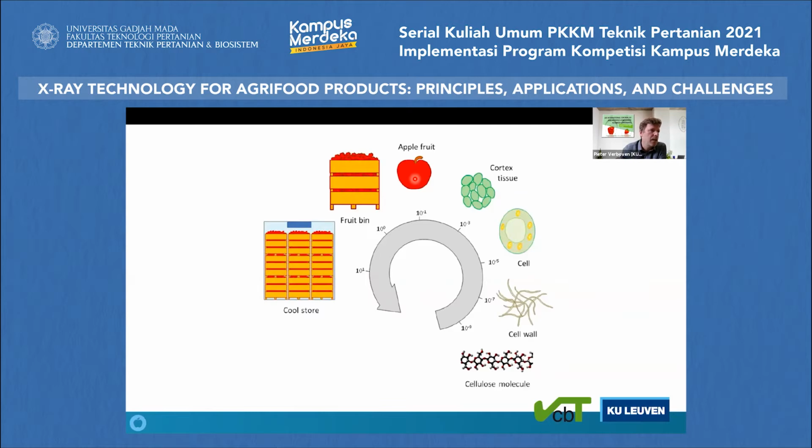And then finally, how these fruits are stacked together into bins, and the bins into cold stores, where you are trying to manipulate, for instance, the gas concentrations and the temperature and the humidity in order to preserve the fruit as well as possible. But all these scales are interlinked, and we need to investigate how these structures affect the final product.